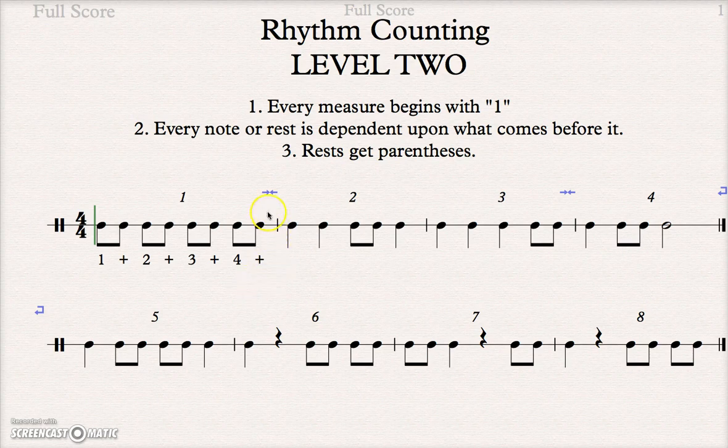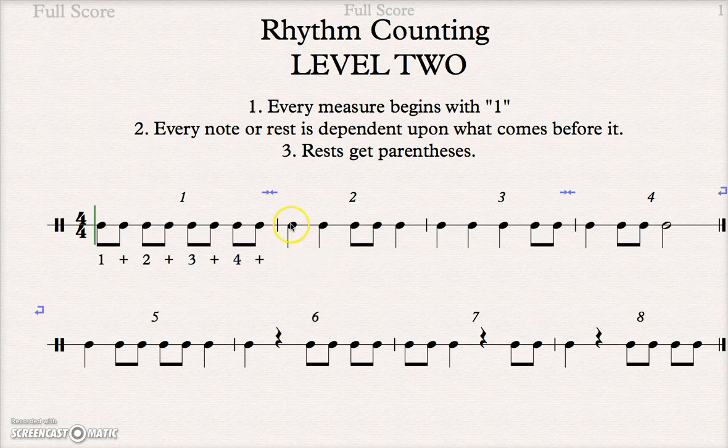Eighth notes usually come in pairs, beamed together with a beam here. And the great thing about that is when it's beamed together as a pair, almost all the time, the first one is always going to be a number. The second one is always going to be an and. So the second eighth note will be the and. The first eighth note will be what we call on the beat. The second eighth note will be off the beat.